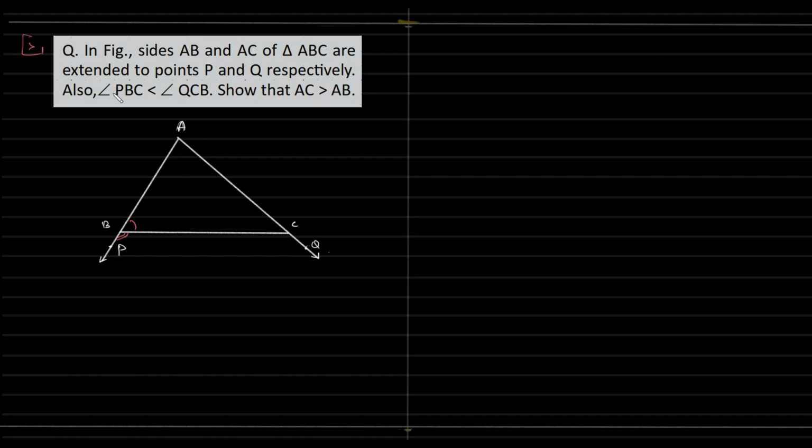Also, angle PBC, this particular angle, is greater than angle QCB, this particular angle. I'll put one dot on this and two dots on this. So this is the highest and this is the next highest. We need to show that AC is greater than AB. So this side has to be greater than this side. We need to prove this.